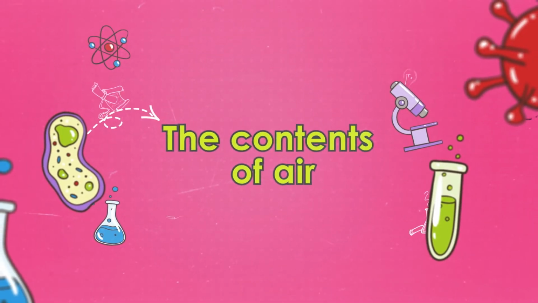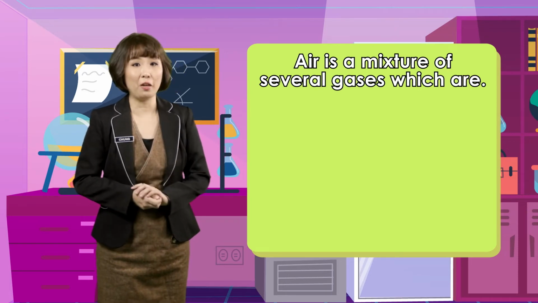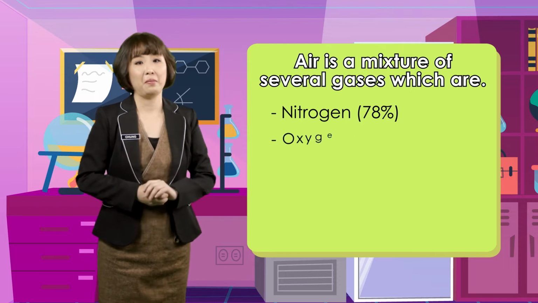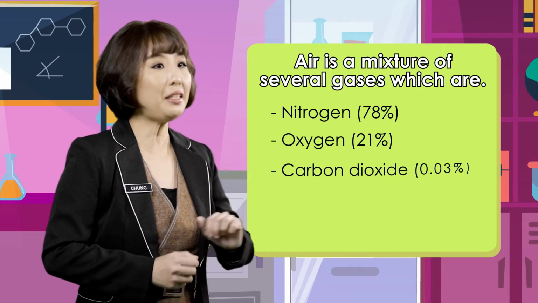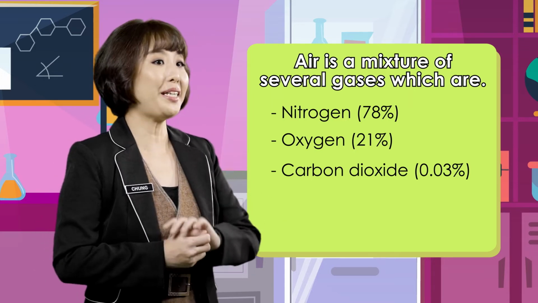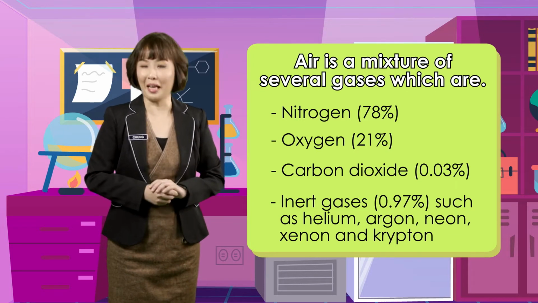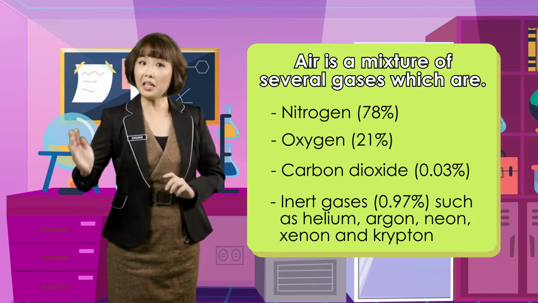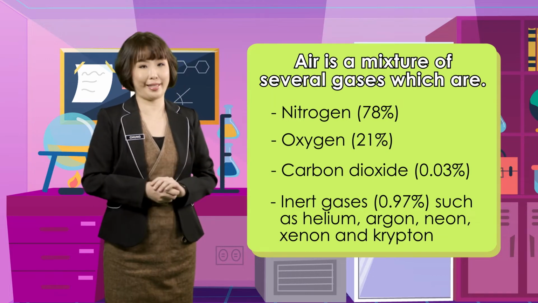Now, let's think about the content of air. Air is a mixture of several gases, which are nitrogen, which makes up 78% of the content of air, oxygen, which makes up 21% of the content of air, carbon dioxide, which makes up 0.03%, and inert gases, which makes up 0.97%. What are inert gases? Inert gases are helium gas, argon gas, neon gas, xenon gas, and krypton gas.